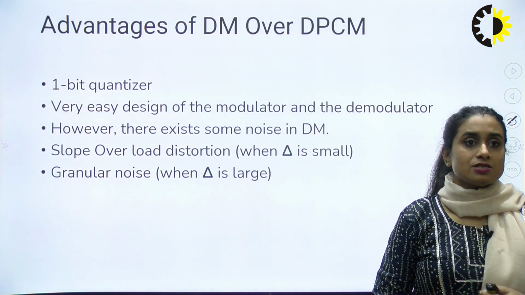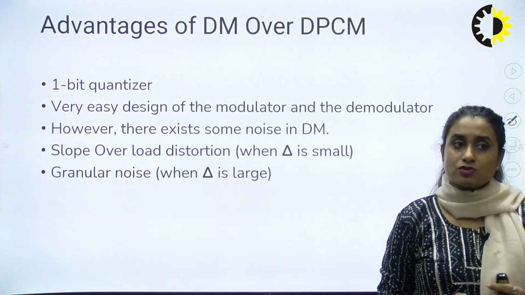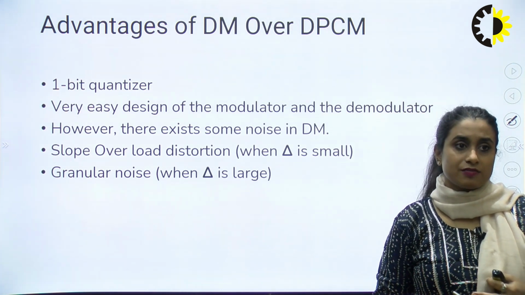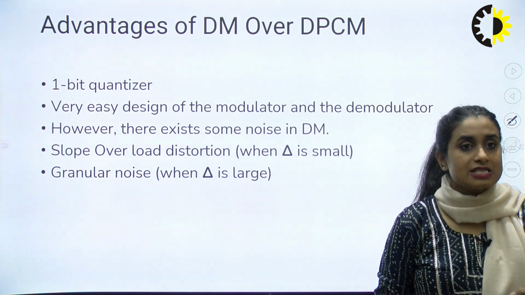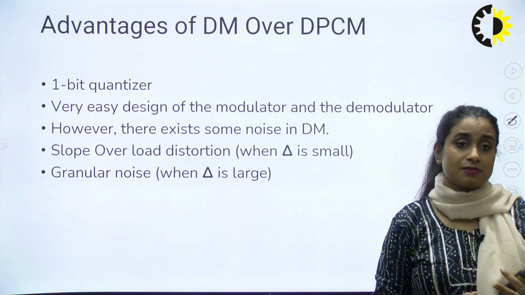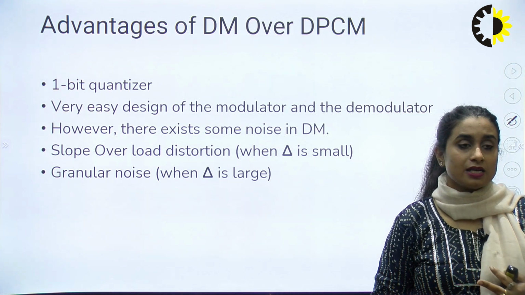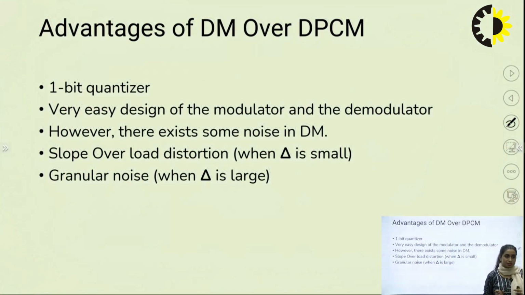What are the advantages of DM over DPCM? It uses a 1-bit quantizer, which is a prominent feature. The design is easier. However, there exists some noise in delta modulation. Here slope overload distortion is very small and granular noise is large.